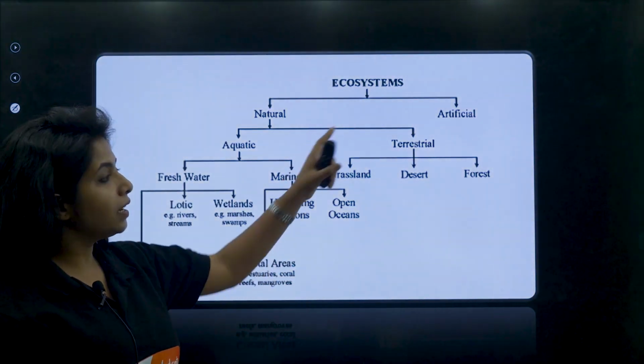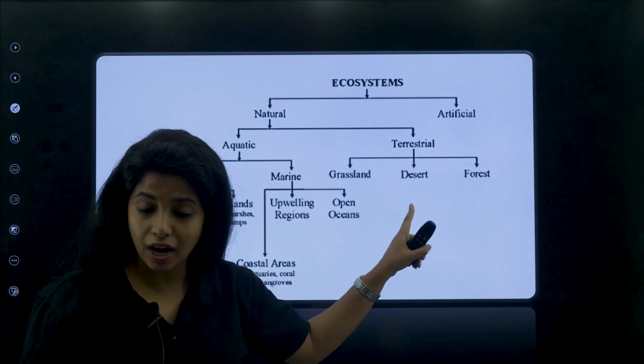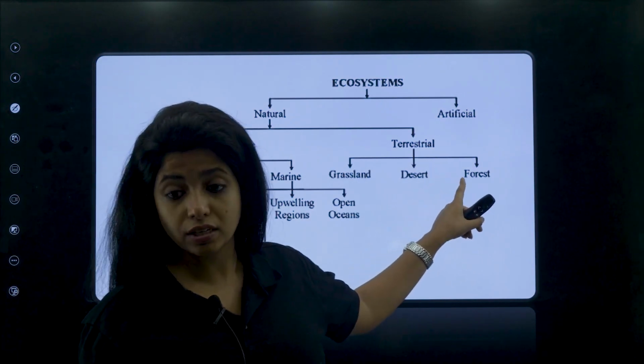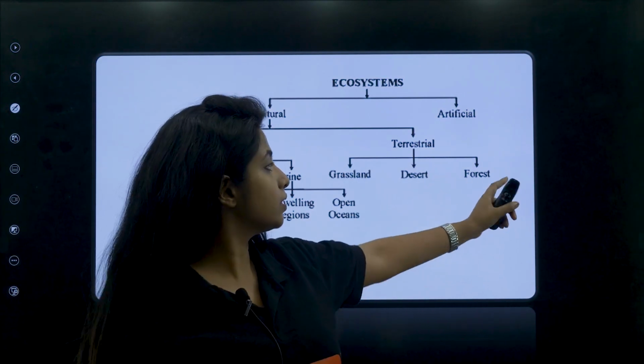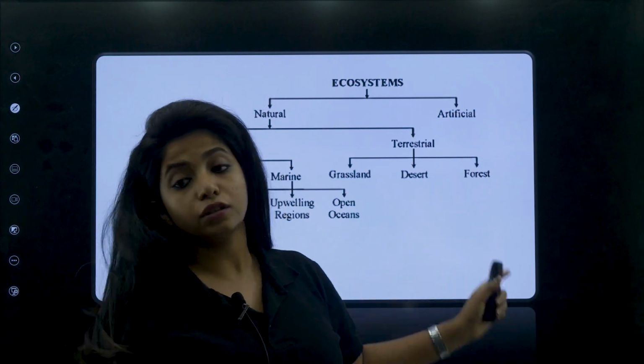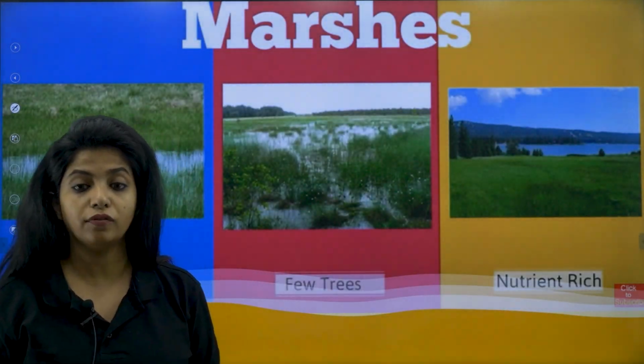Now, yes, in terrestrial also you have different types of things. You have grassland where there are more grasses. You have desert where there is nothing, no plantation and things like that. Very few is there. And then there is forest which is, as you know, very much flourished.